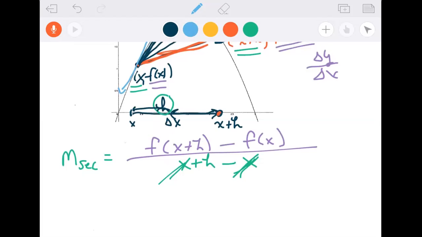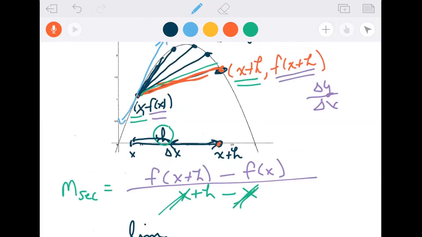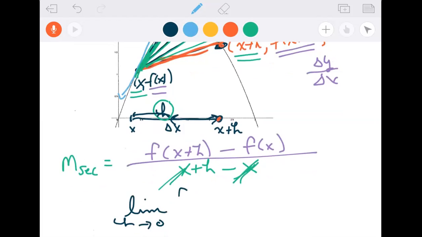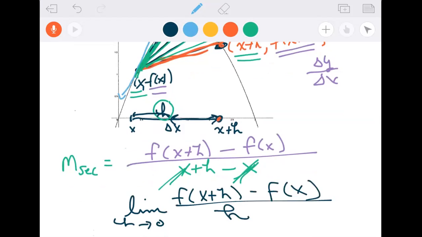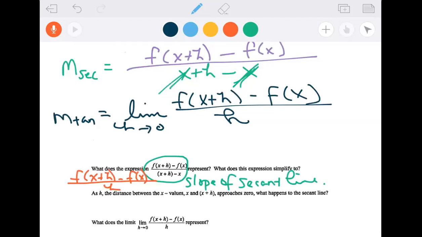I can certainly take the limit as I have h approach 0, which basically means he's creeping up. The secant line is creeping up on that blue tangent line and getting so close to having the same slope. And so when I do the limit and have h approaches 0 of the slope of the secant line, this is what we call the slope of the tangent line. Okay, so it says as h, the distance between the x values and x plus h approaches 0, what happens to the secant line? It approaches, or darn near lands on top of, the tangent line, so that their slopes become identical.